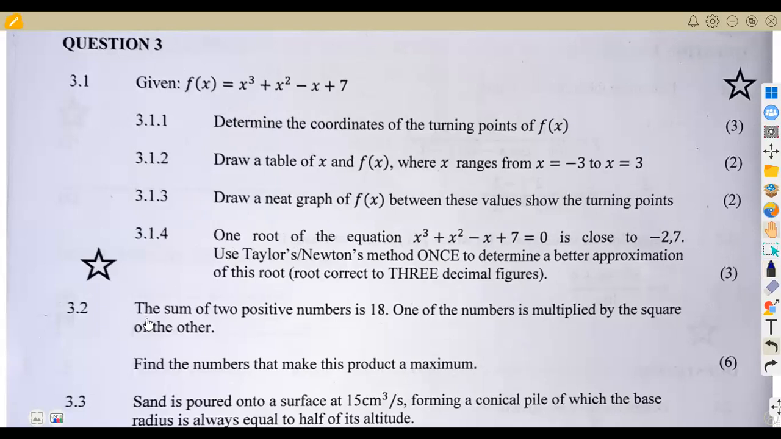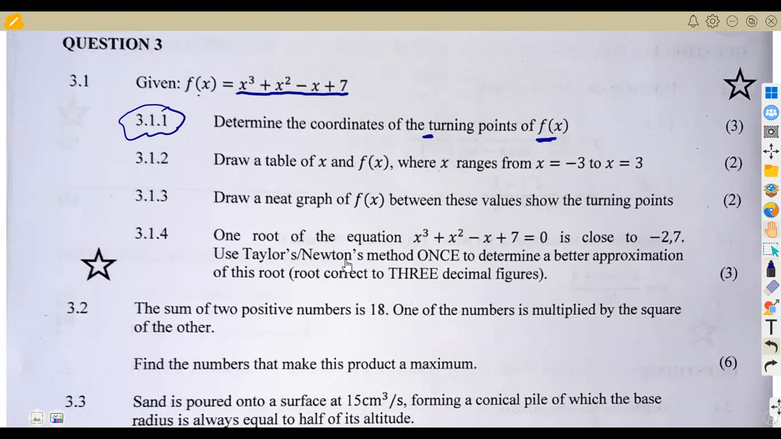We shall be focusing on our question number 3, which is the applications of our derivatives. In this case, we've got the first part of question 3, which is 3.1, whereby we are given the function f of x being equal to x cubed plus x squared minus x plus 7. The first part of our question, 3.1.1, was to determine the coordinates of the turning points of f of x. All right, we are dealing with the coordinates of the turning points in this case.